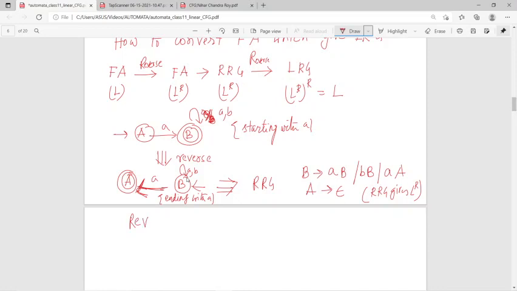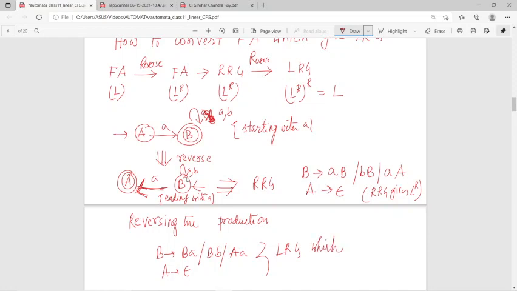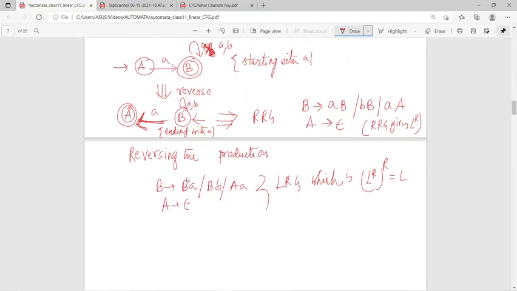Because we are getting this right regular grammar, now we are reversing the productions. If we reverse the productions, what we will get from B is BA, BB, AA, and from A to epsilon. That means this particular left regular grammar will give you the language L. So for finite automata, we get a regular grammar.